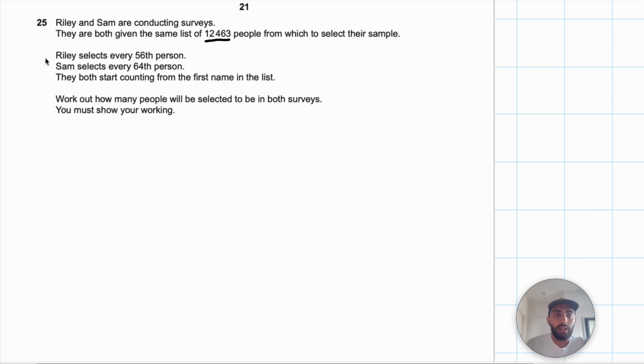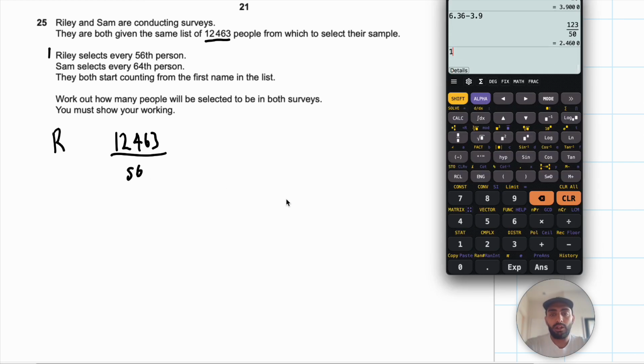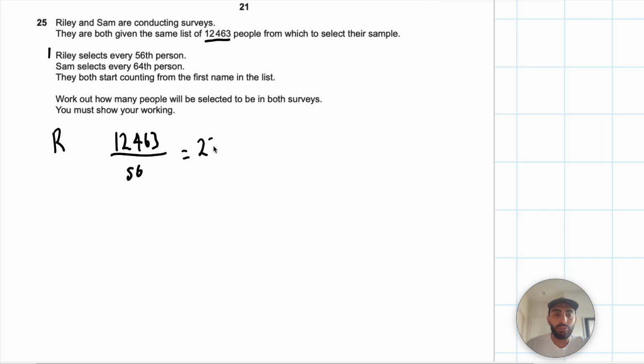Show your working. Let's just figure out how many people Riley will select. So there's 12,463 people altogether, and he's going to select every 56th person. So we're doing 12,463 divided by 56. That would give us 222.553. Even though this would round to 223, I'm going to round it down because he's not going to ask 223 people. There's only 222 people for him to ask. So that would be 222.